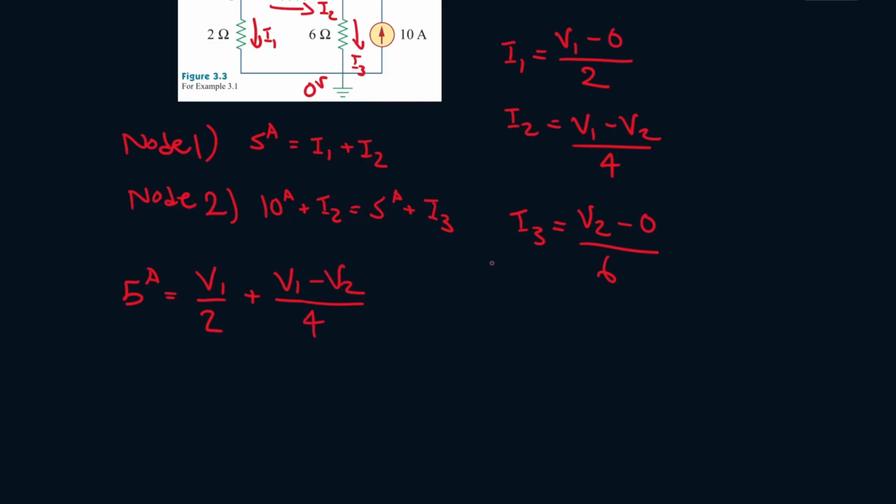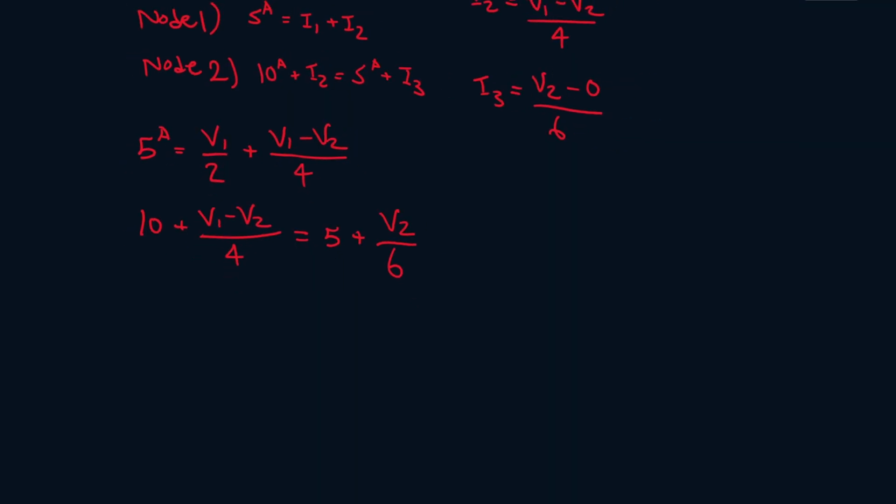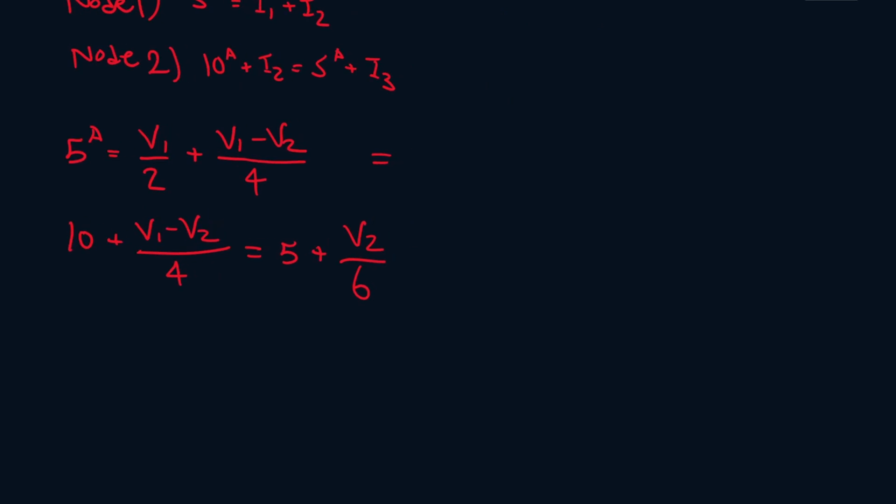And the second one will be... so now let's simplify this more and isolate for V1. So this one, let me just erase this. It'll be 5 equals 1 over 2 plus 1 over 4, so 0.75 V1 minus 0.25 V2.